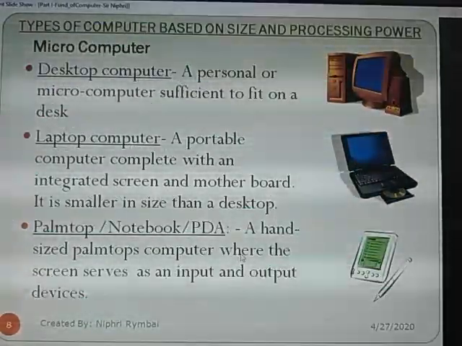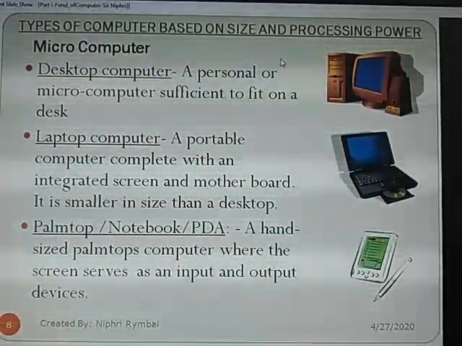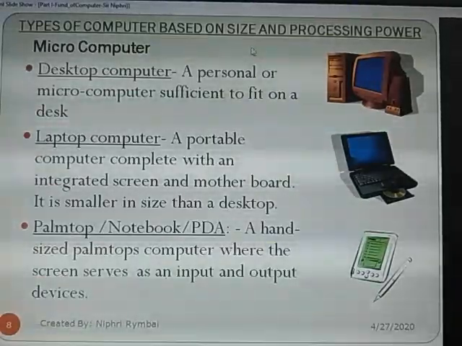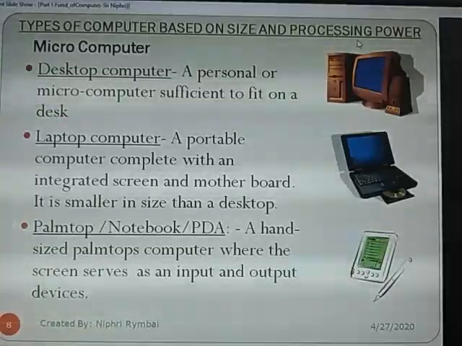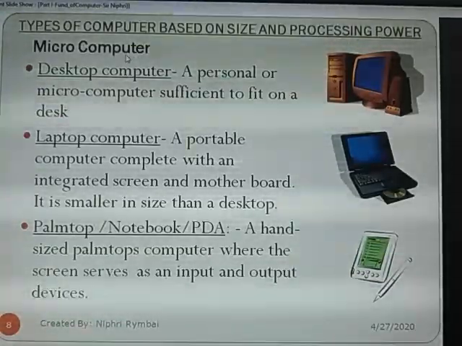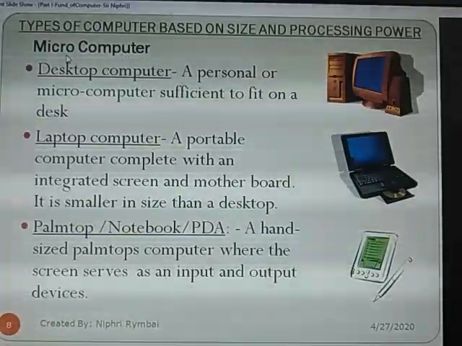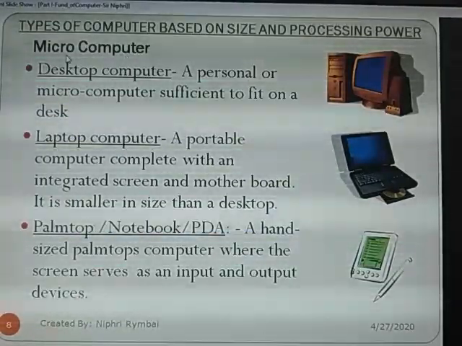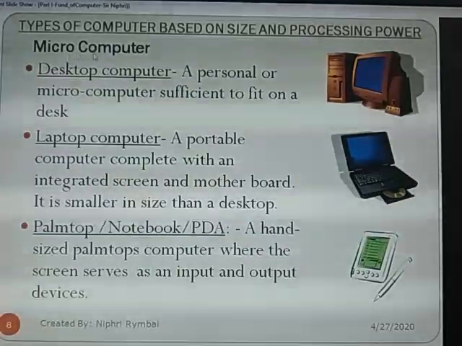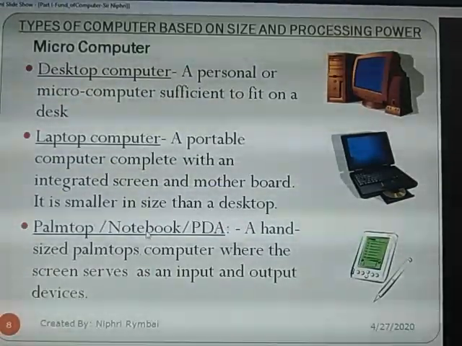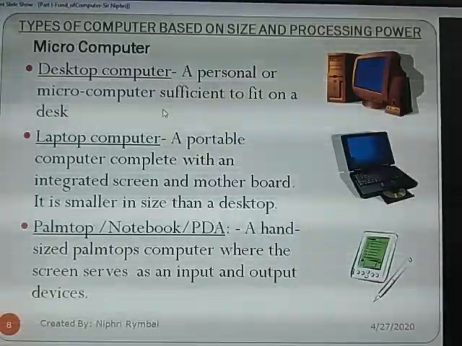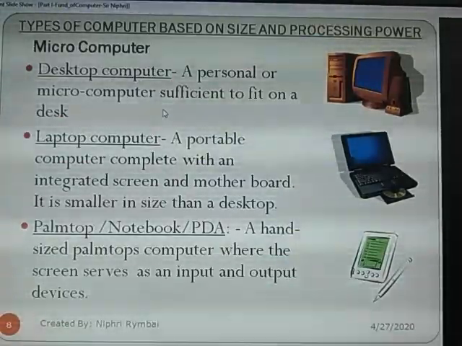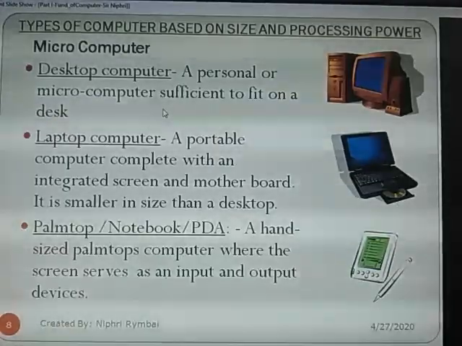Then the first type of computer I have already discussed. Now here, these are the types of computer based on size and processing power. The first type of computer is the microcomputer. The term micro means small. That means all computers in this category are small in size, and at the same time they have less processing power as compared to the other types of computer.